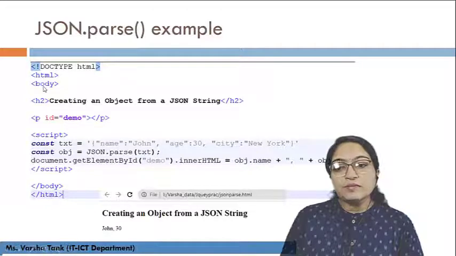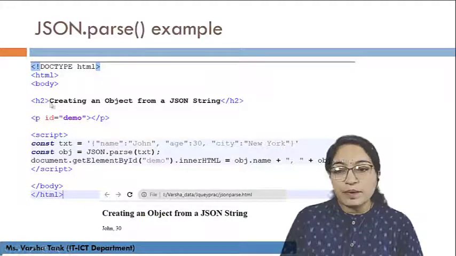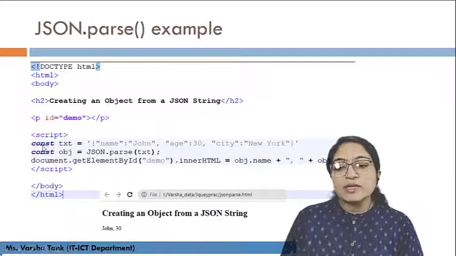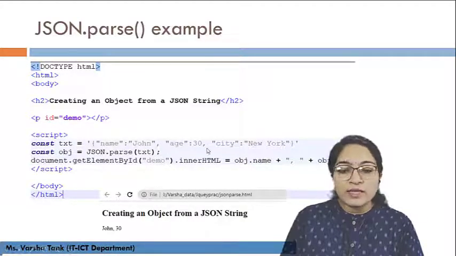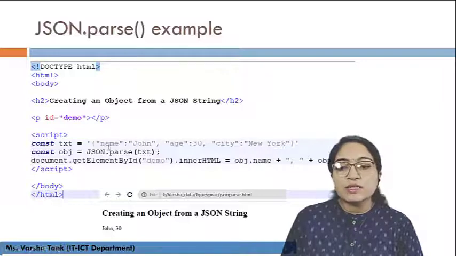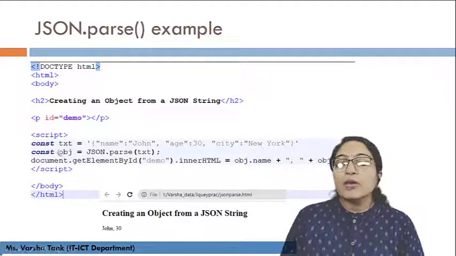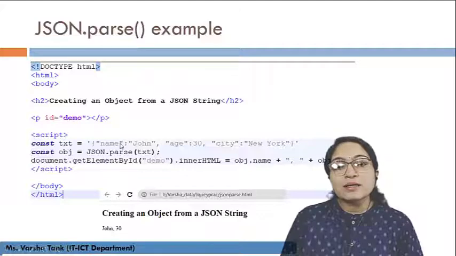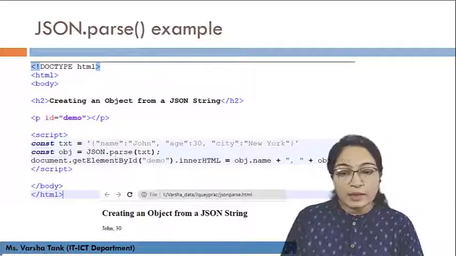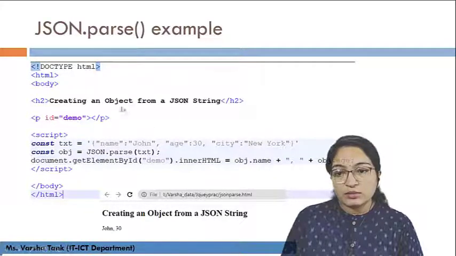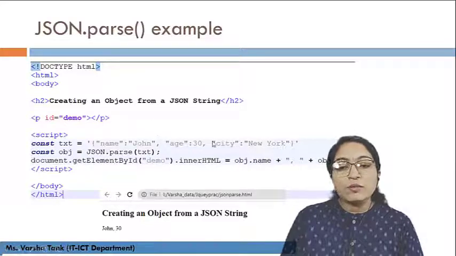So here you can see in this example, we are creating an object from a JSON string. Here a constant text is defined, or you can define var text, let text, etc., equal to name John, age 30 and city New York. So this is the JSON object that we have defined. Now we have parsed this using the JSON.parse method. So what will happen? It will be converted from the JSON string into an object.